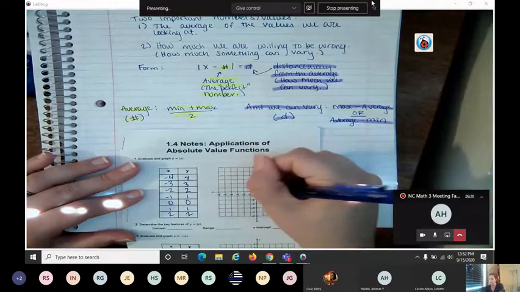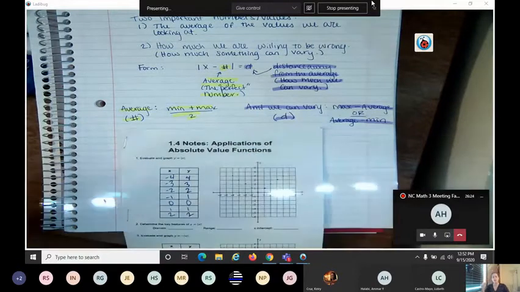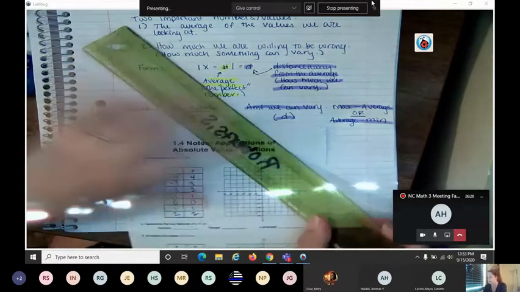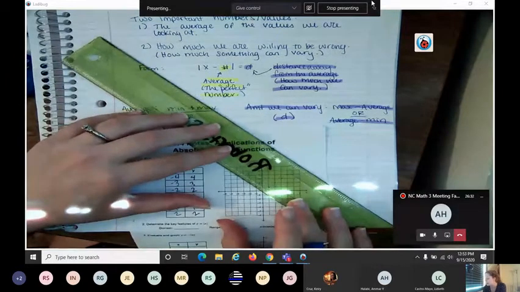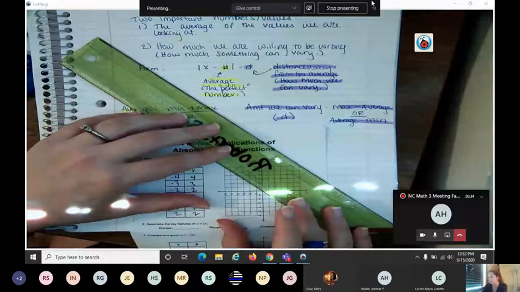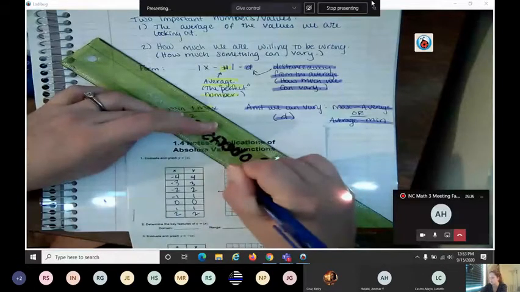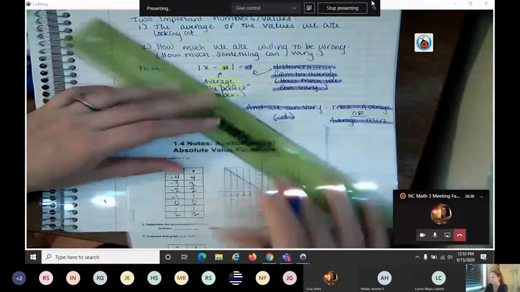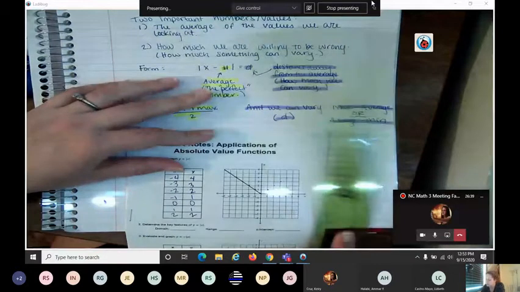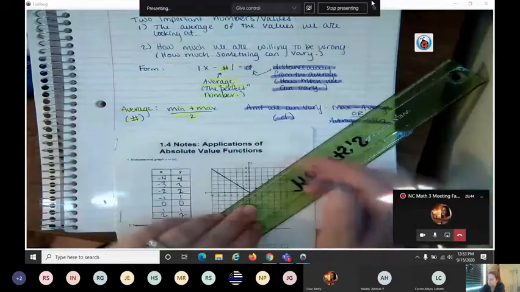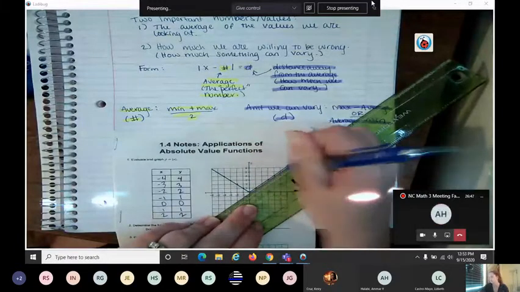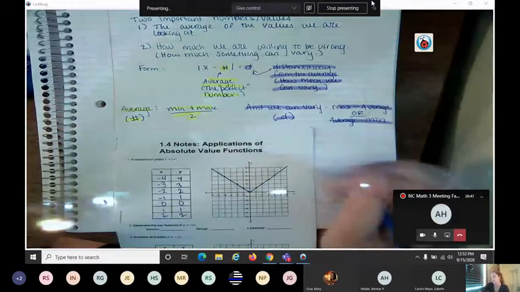Okay. I'm going to go up like this. And then I can take a straight edge of any form. I happen to have a ruler because I brought all my school stuff home. And we're going to draw a line through those points. Okay, so there's our absolute value of x.